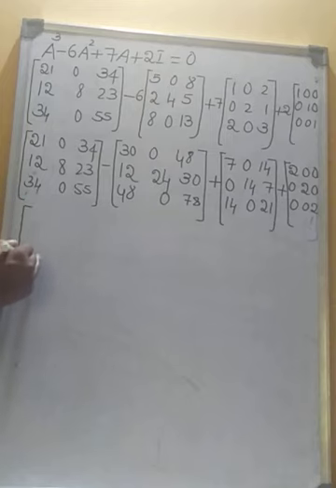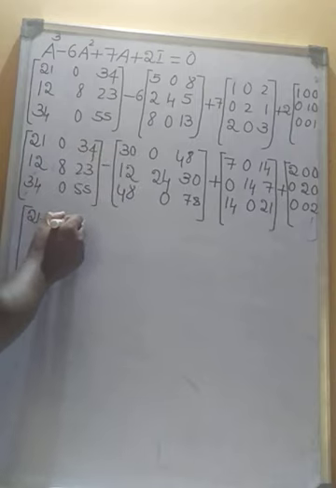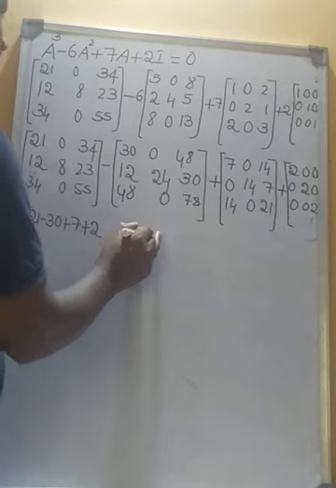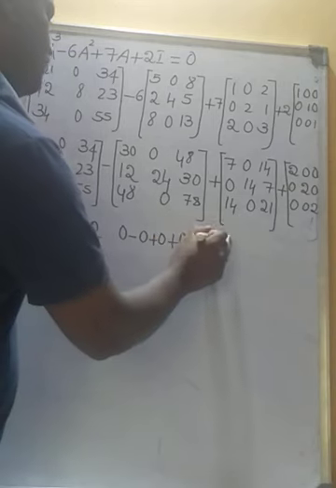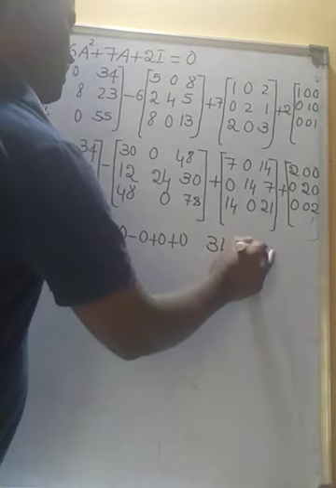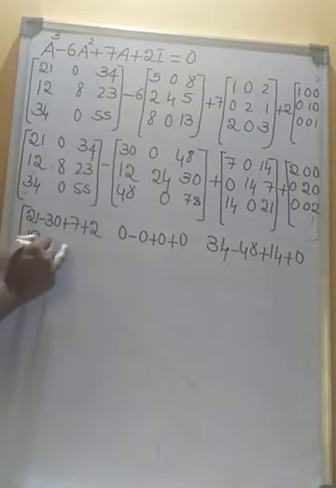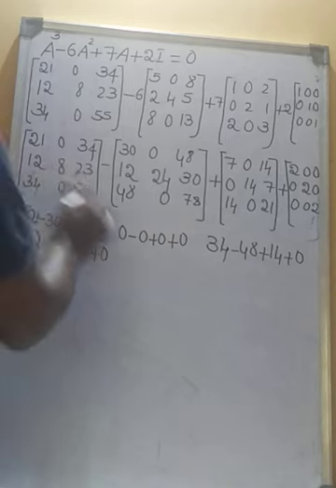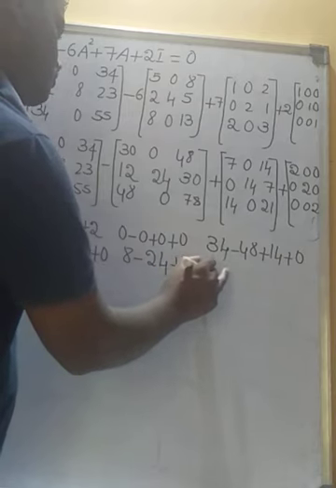Now, adding corresponding elements or subtracting corresponding elements: 21 minus 30 plus 7 plus 2, 0 minus 0 plus 0 plus 0, 34 minus 48 plus 14 plus 0, 12 minus 12 plus 0 plus 0, 8 minus 24 plus 14 plus 2.